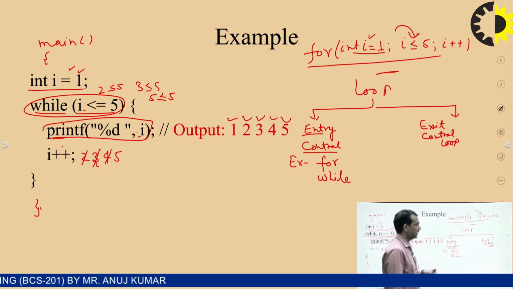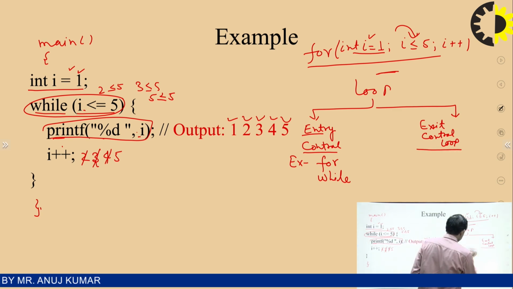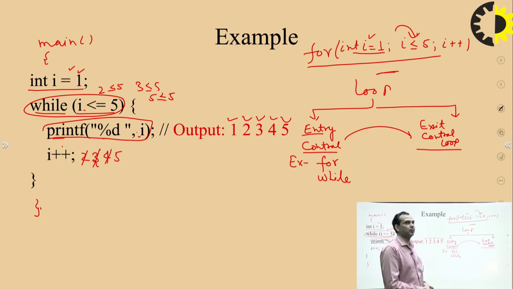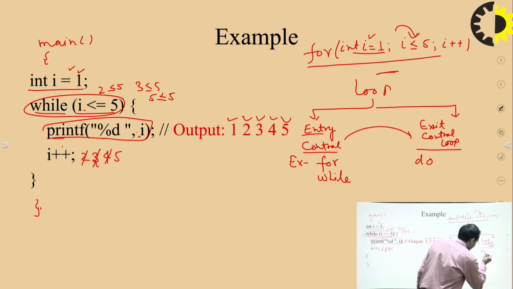When we talk about the exit control loop, it is just the reverse of the entry control loop. In the entry control loop, we check the conditions first, then we print the value, and the examples are the for and the while loop. In the exit control loop, we print something on the screen first, after that we check the conditions, and the example is the do while loop.